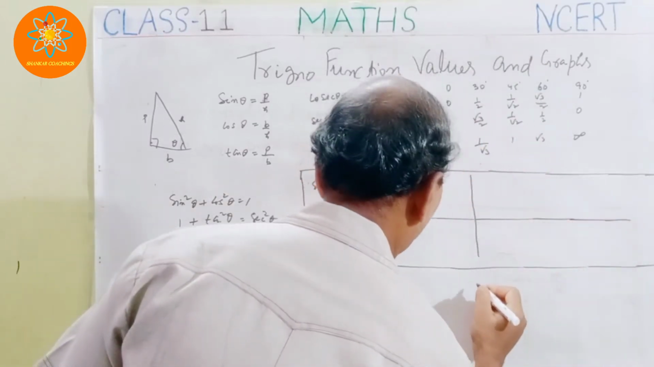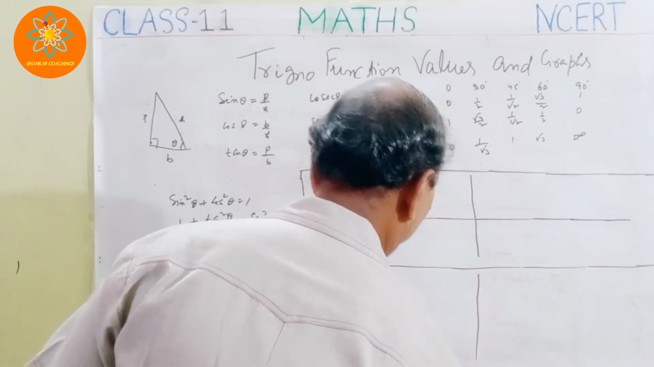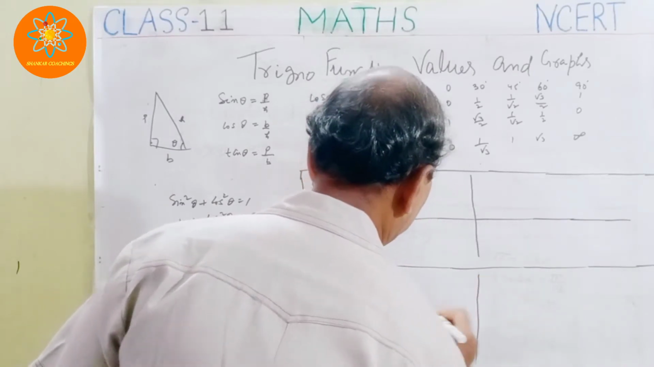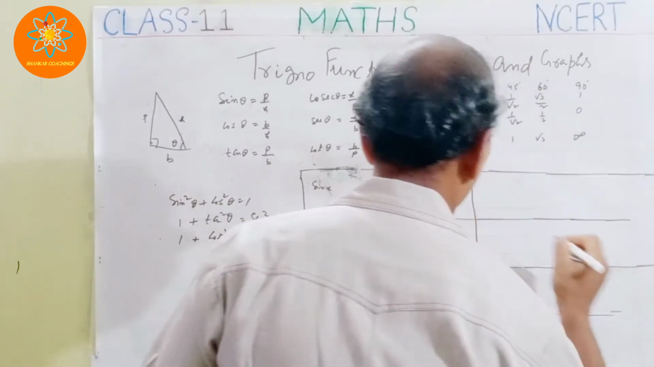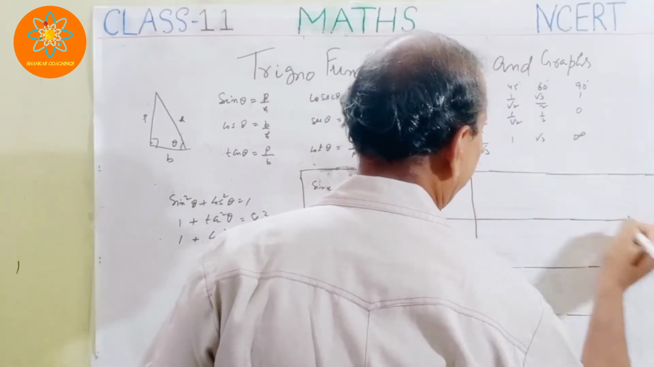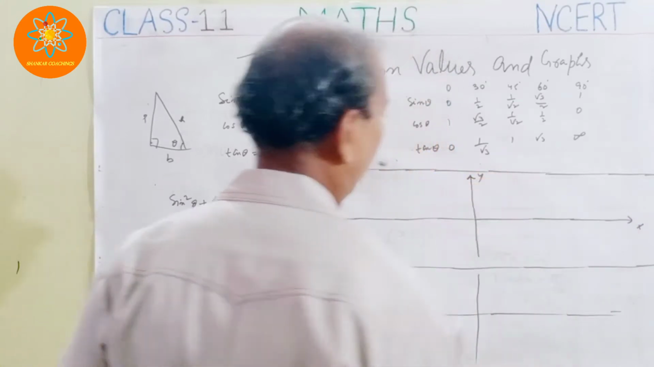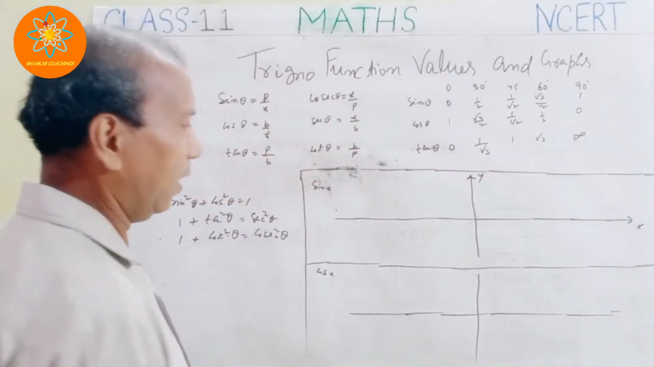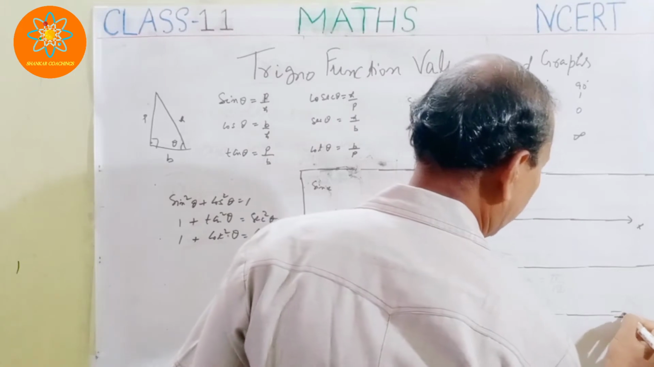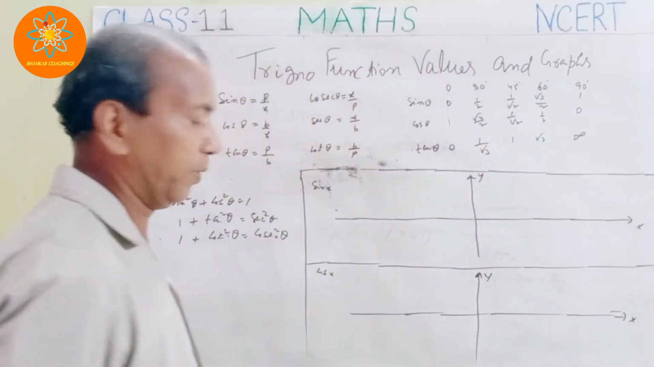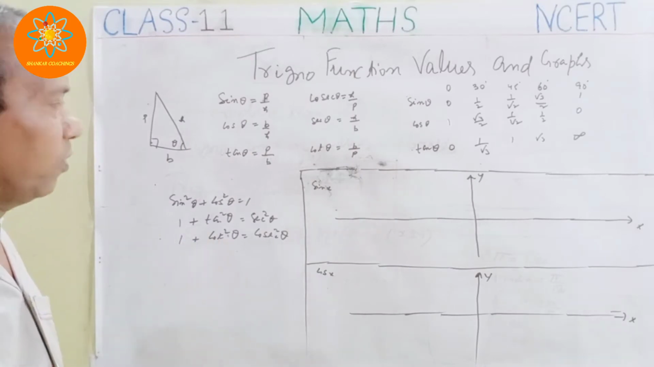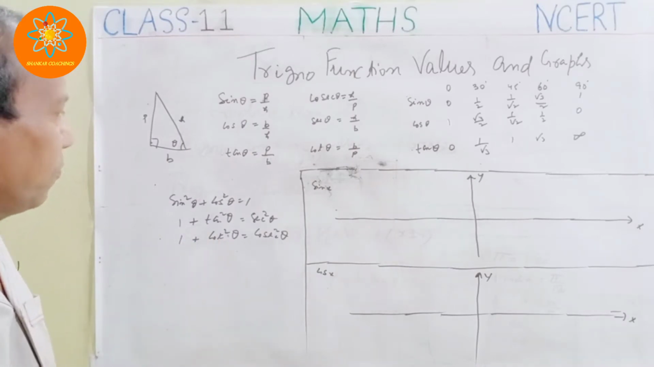Similarly, for cos x, I will draw the coordinates. So this is your x coordinate, this is your y coordinate. Similarly, in this case also, the x coordinate and the y coordinate. I want to draw the graph of sine x. So how to draw the graph of sine x?